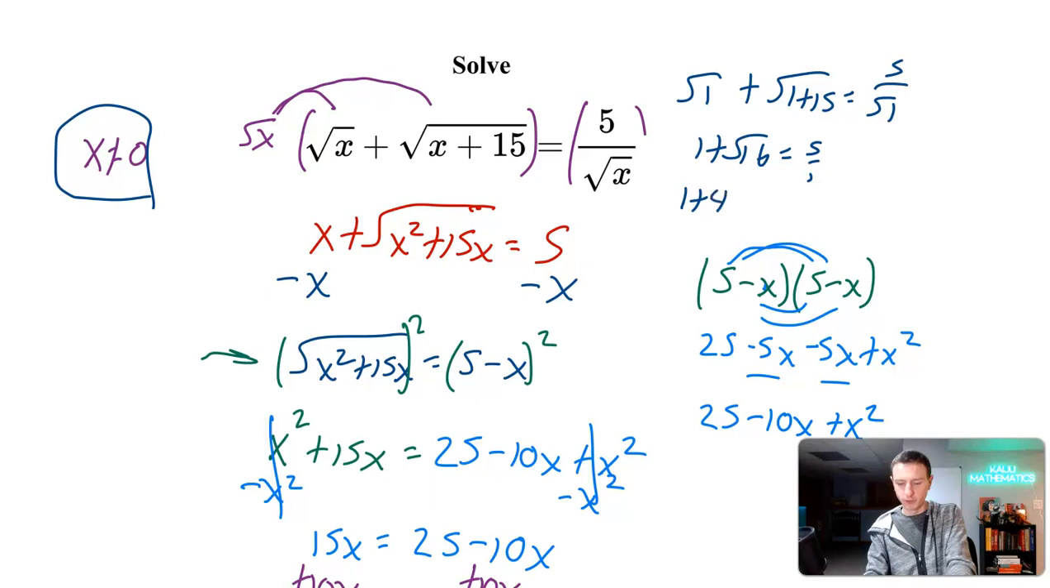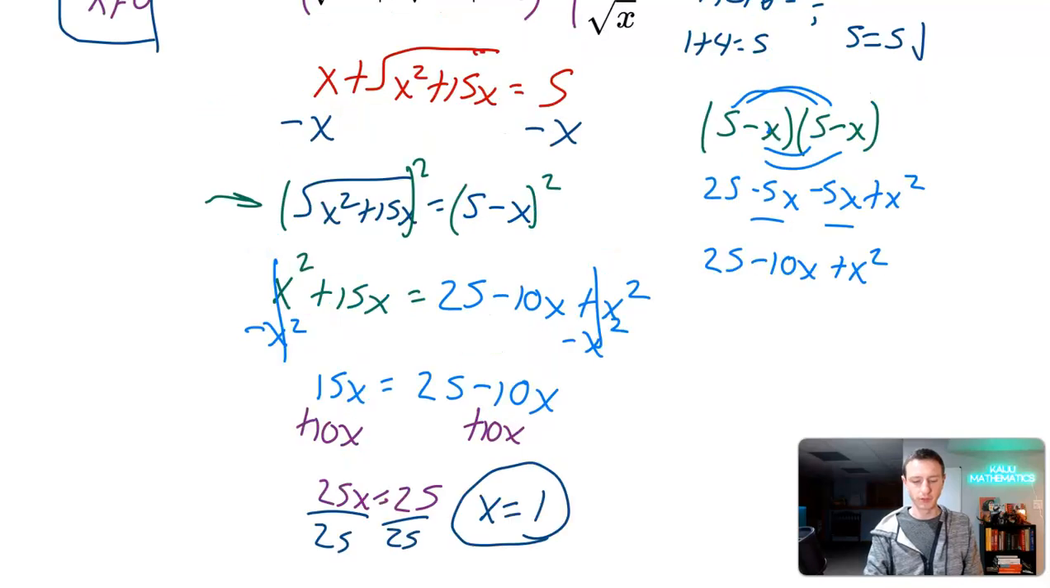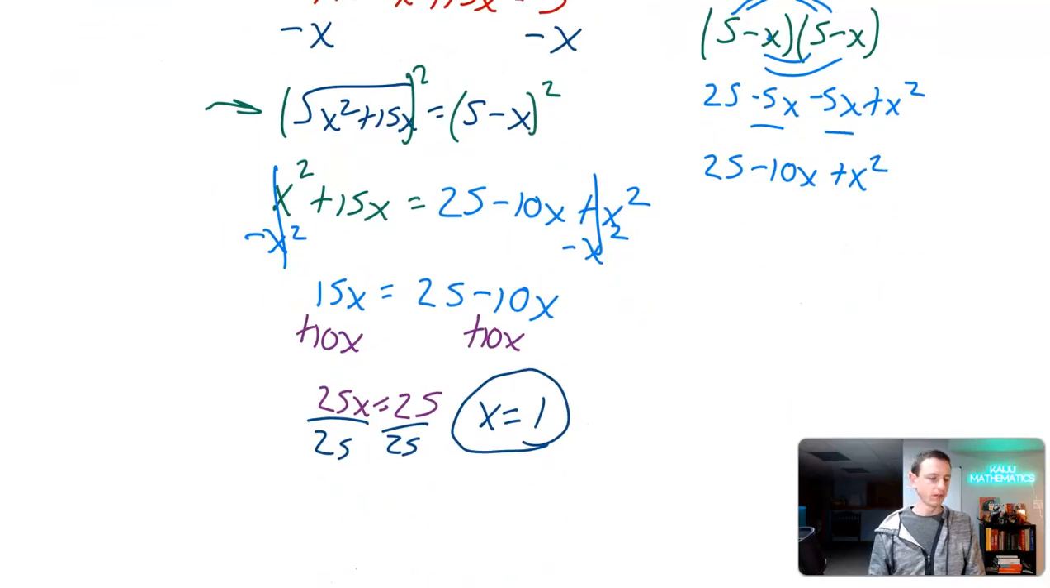1 plus 4 equals 5. 5 equals 5. Yes, it works out. And we knew 0 wouldn't work out, but 1 does work out. So good problem there. A lot of maneuvering, a lot of good problem solving.